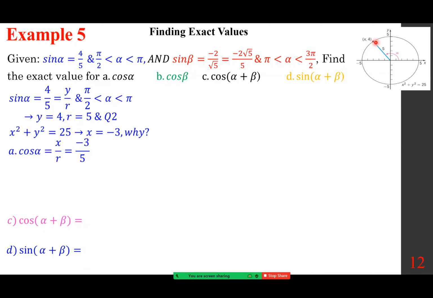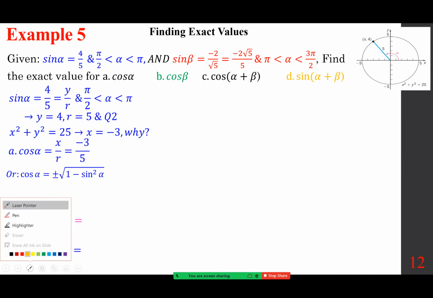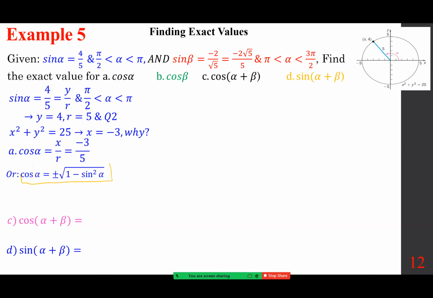However, it's really a better idea to use identities at this point, where sine squared plus cosine squared is 1. Therefore, cosine is plus minus the square root of 1 minus sine squared. This comes from the fact that sine squared plus cosine squared is 1. That's where it comes from. So you can calculate the sine, calculate the cosine. It's plus minus. And as we said, because of the quadrant, we are going to keep it as negative.